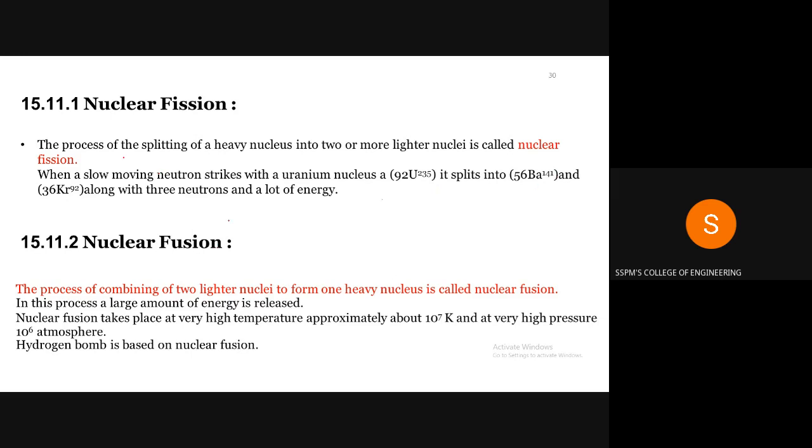Nuclear fusion: the process of combining two lighter nuclei to form one heavy nucleus is called nuclear fusion. In this process, a large amount of energy is released. Nuclear fusion takes place at very high temperature, approximately 10^7 K, and at very high pressure of the order of 10^6 atmosphere. The hydrogen bomb is based on nuclear fusion.